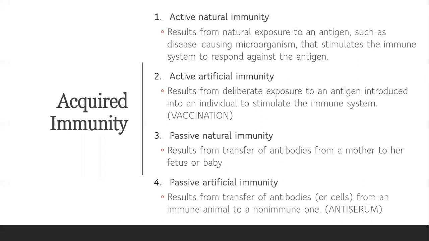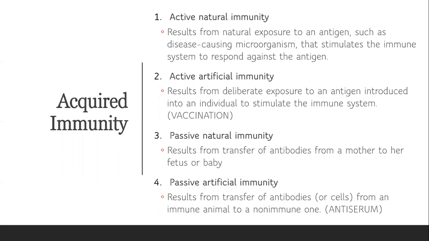So what is acquired immunity? There are four types of acquired immunity. We have the active natural immunity, the active artificial immunity, the passive natural immunity, and the passive artificial immunity. Active natural immunity results from the natural exposure to an antigen, such as a disease-causing microorganism that stimulates the immune system to respond against the antigen. While the active artificial immunity is in the form of vaccination or vaccine. It results from deliberate exposure to an antigen introduced to an individual to stimulate the immune system.